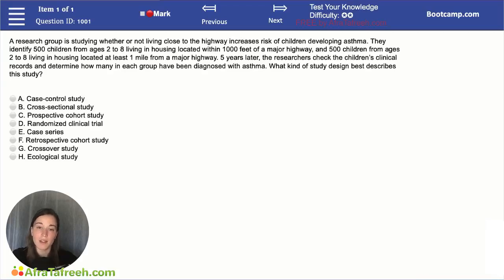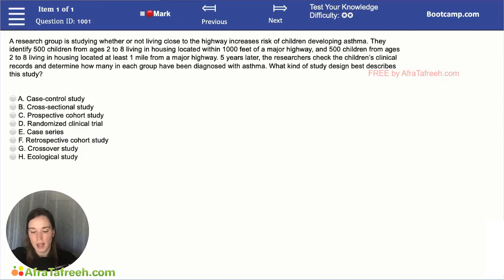So the question is, a research group is studying whether or not living close to the highway increases risk of children developing asthma. They identify 500 children from ages 2 to 8 living in housing located within 1,000 feet of a major highway, and 500 children from ages 2 to 8 living in housing located at least 1 mile from a major highway. 5 years later, the researchers check the children's clinical records and determine how many in each group have been diagnosed with asthma.